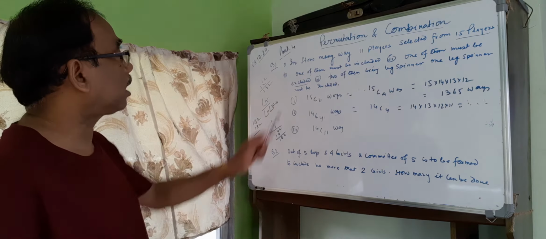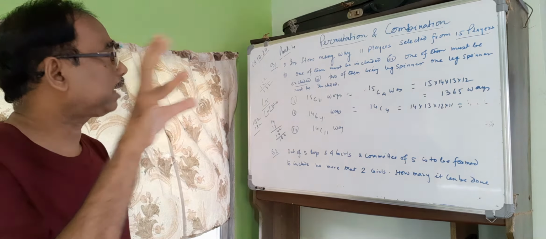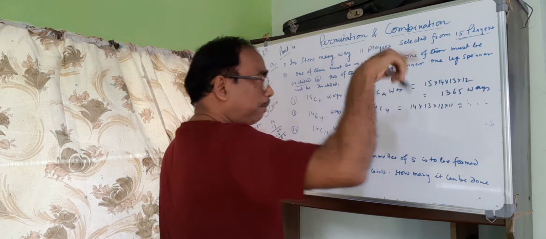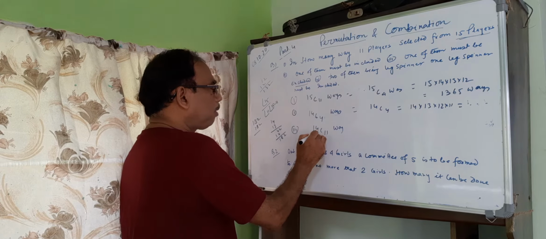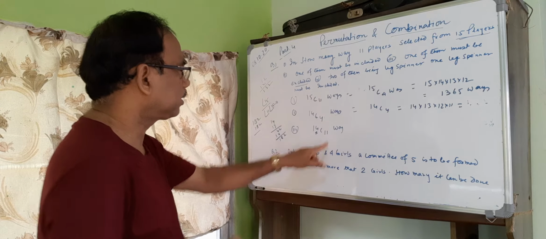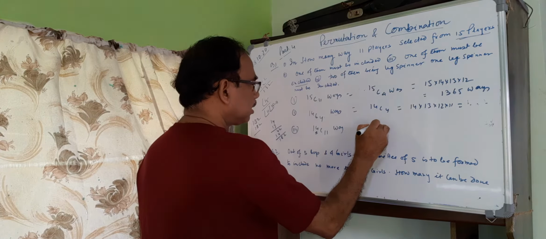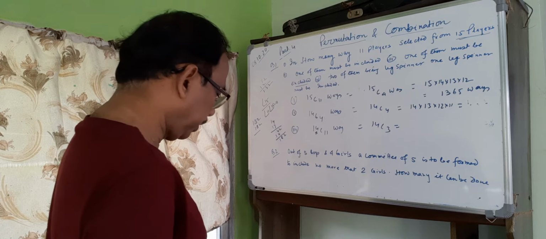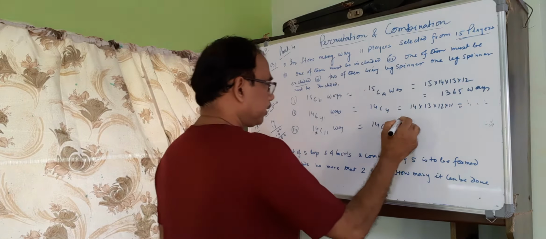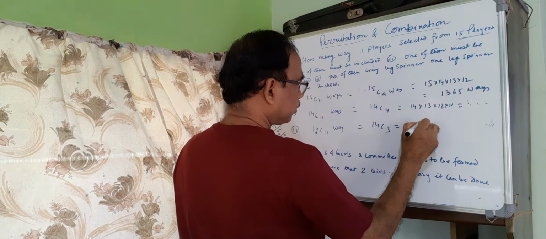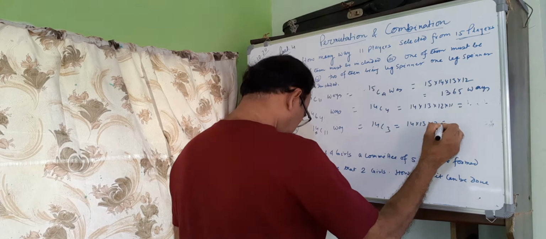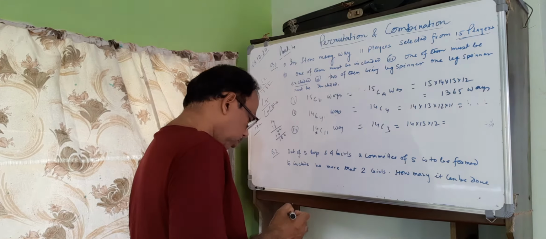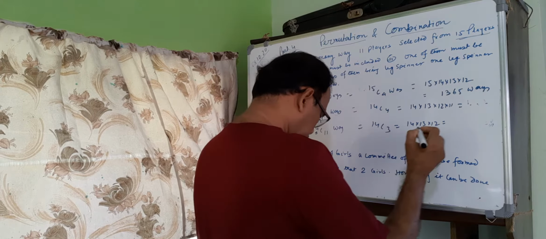One of them must be included. You think that player is not there. Now therefore from 15, one player is not there. That is 14 players. Out of 14 players you have to choose 11 players. That is 14C11, which means 14C3. 14C3 is 14 into 13 into 12, which is 364.